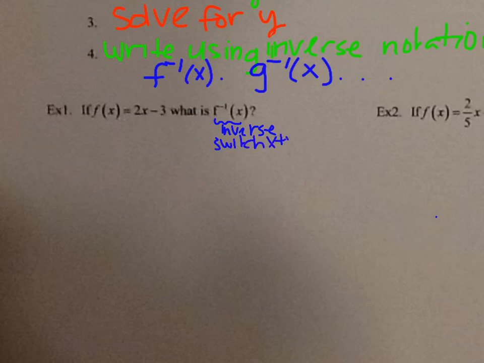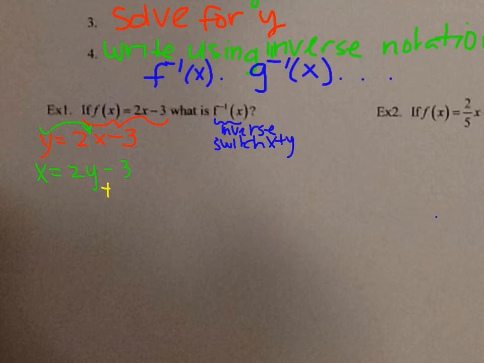x and y. All right, so the first thing I'm going to do in my function here is change f of x and make it y equals. So y equals 2x minus 3. Now I'm going to switch x and y. So x equals 2y minus 3. All I did was switch x and y. They changed positions.